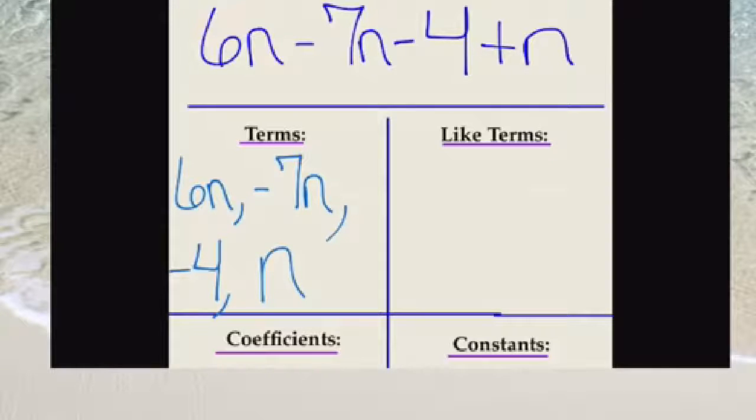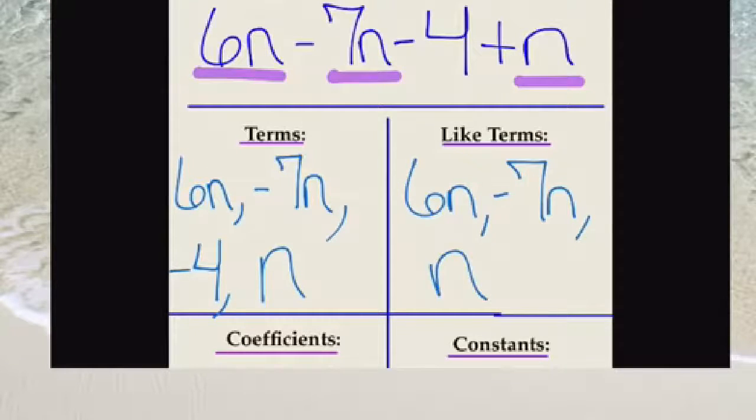Alright, the next thing we're going to take a look at is the like terms. Remember, these are terms that have the same variable to the same power. Here I've got 6n, and so I'm going to look for any other n's that I see that aren't to a different power. I've got negative 7n and positive n. So I can say my like terms here are 6n, negative 7n, and n. All of those would be considered like terms. Now my other term here is negative 4. If I had other whole numbers, I would say that those are like terms to negative 4, but in this case, we just don't have any.